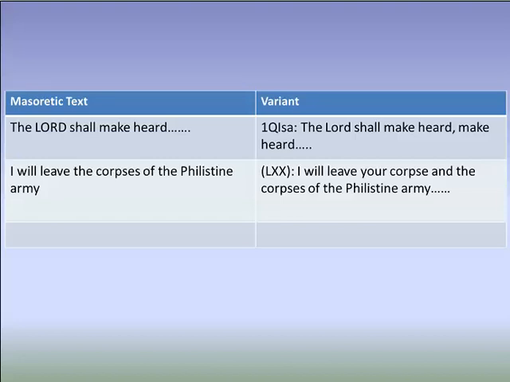Then the second example, "I will leave the corpses of the Philistine army." Now from the Septuagint, or the LXX, we read, "I will leave your corpse and the corpses of the Philistine army." That's an example of haplography, or a word that is omitted. So the more correct version in that case would be the Septuagint.